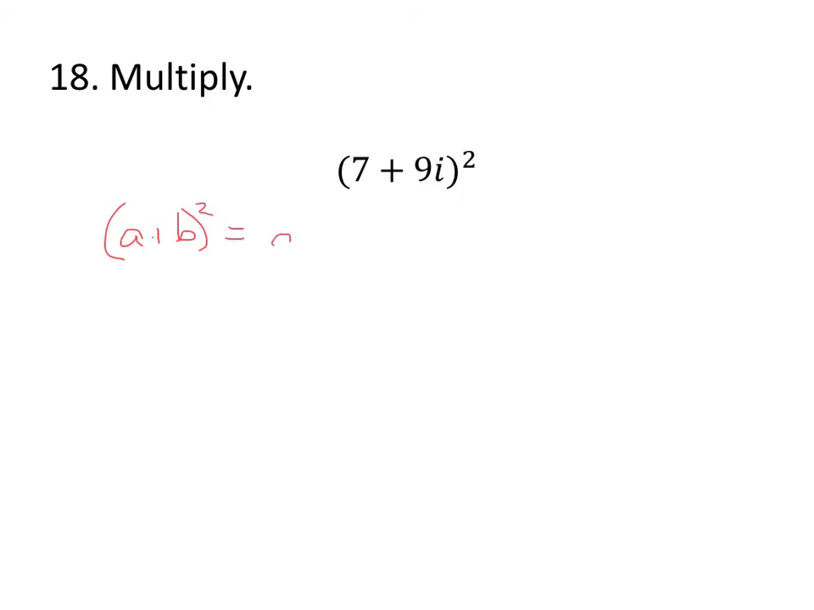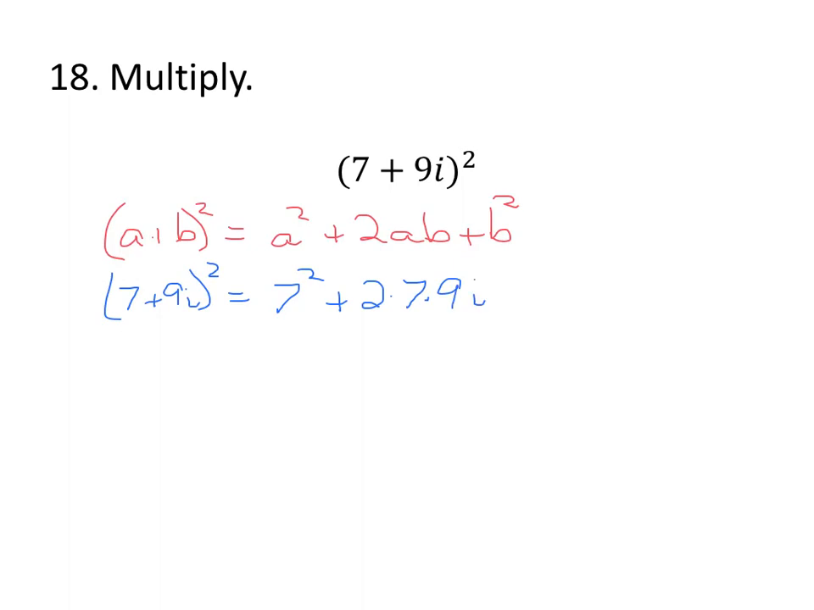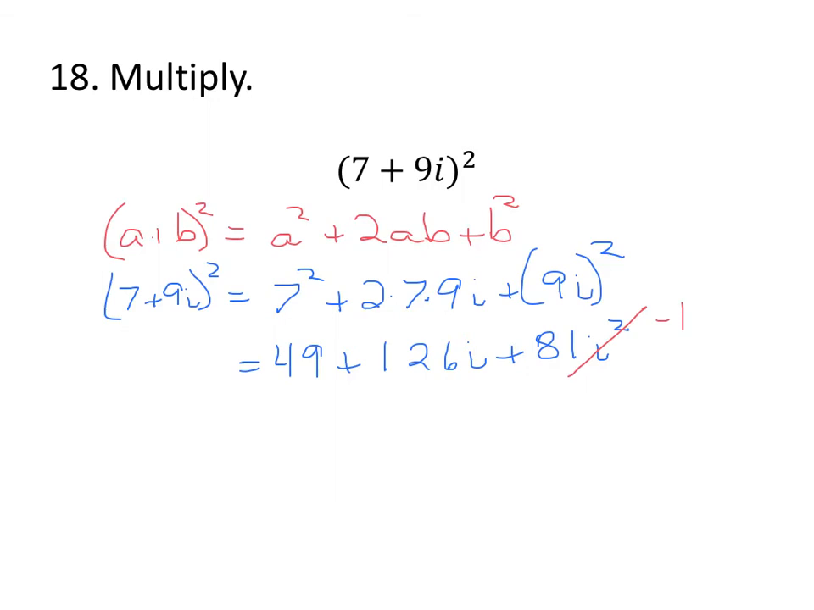Here's a multiplication problem where we use our formula (a plus b) squared equals a squared plus 2ab plus b squared. So what we have are (7 plus 9i), all of that squared. That's going to be 7 squared plus 2 times 7 times 9i plus (9i) squared. So that's going to be 49 plus 126i plus 81i squared.